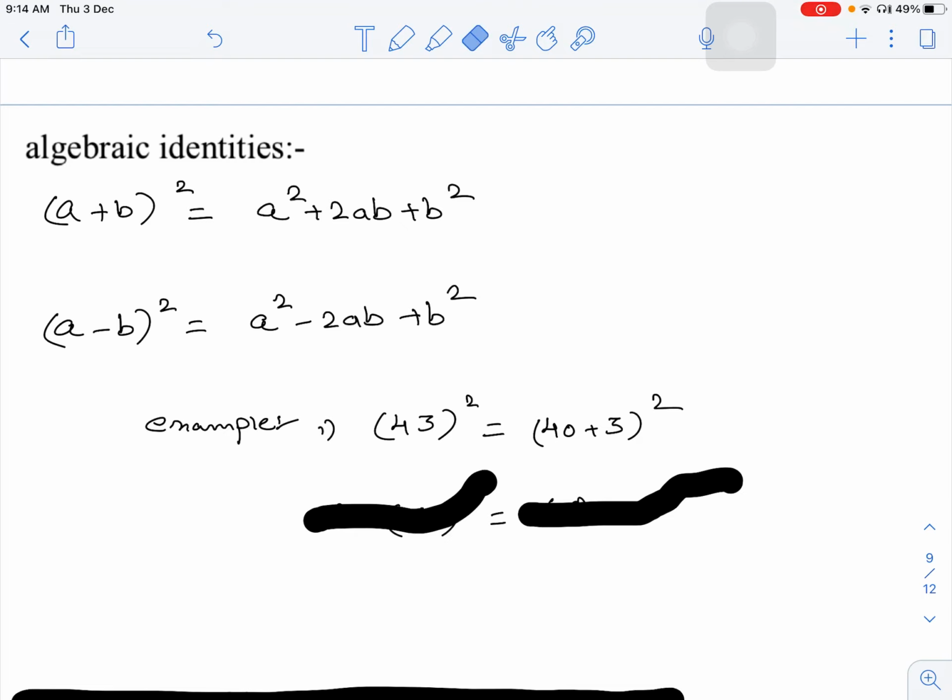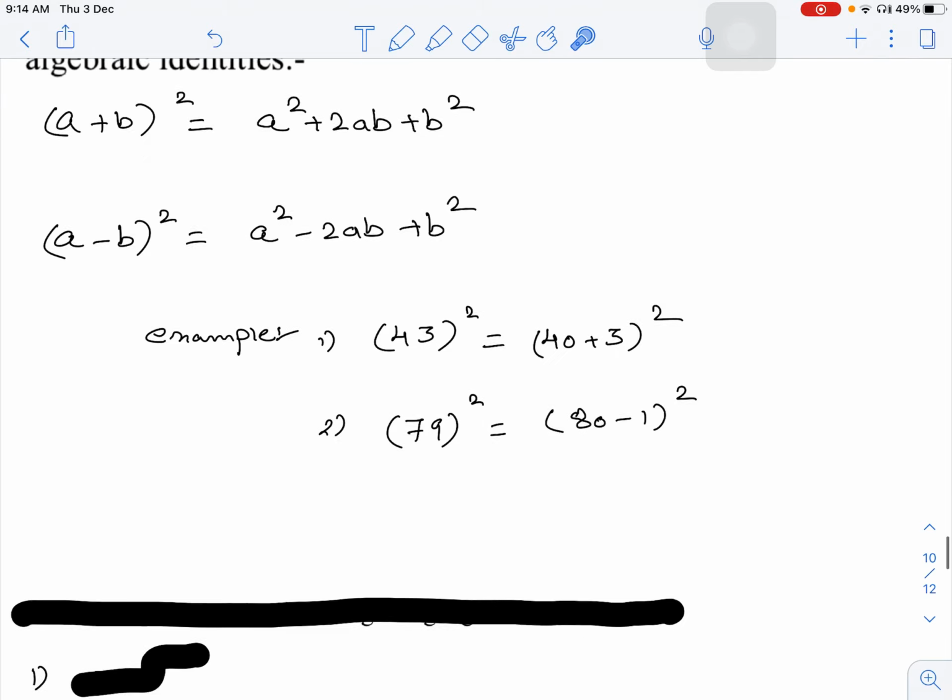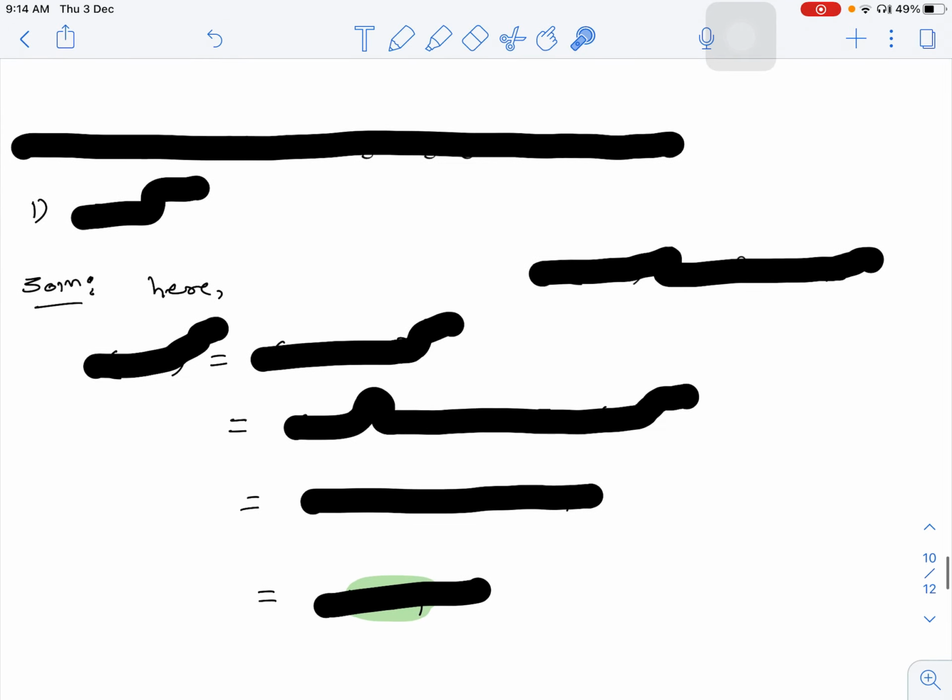Suppose we have another number, 79 square. Instead of writing 70 plus 9, it will be more convenient and easy to write it as (80 minus 1) bracket square. So which identity are we supposed to use over here? That is (a minus b) bracket square. Okay, now let us solve some examples based on this concept.